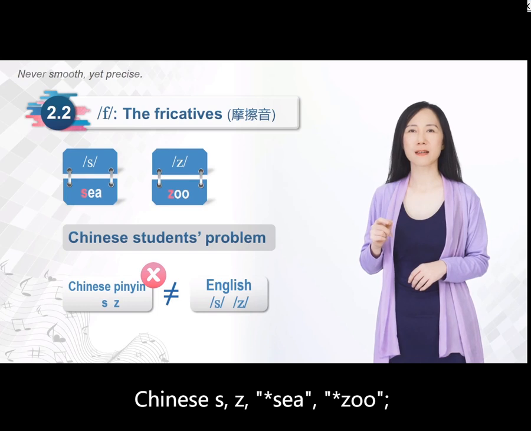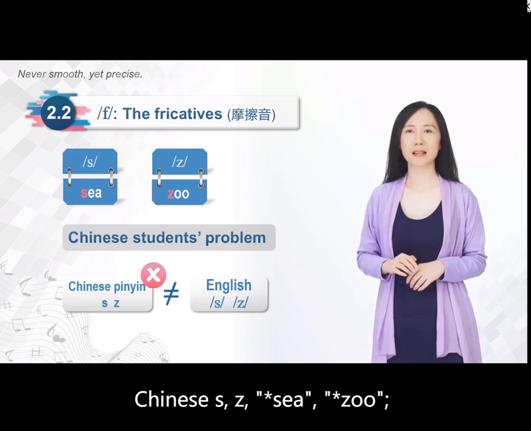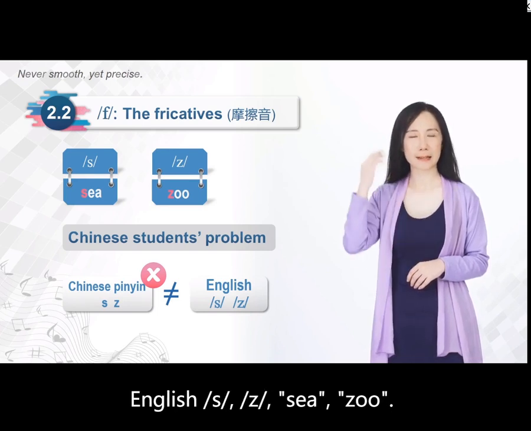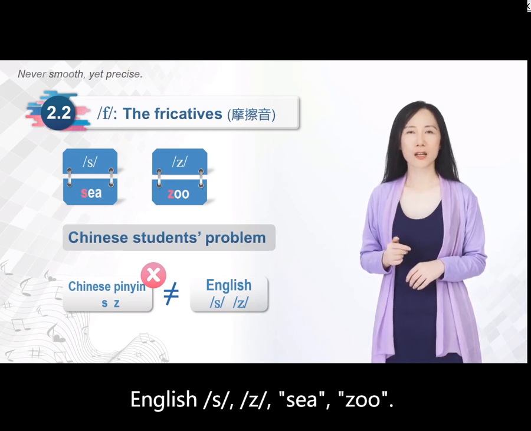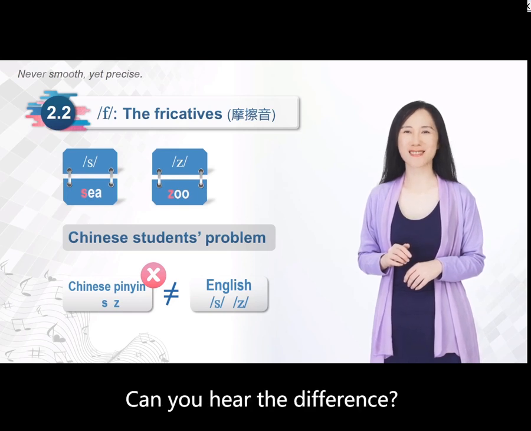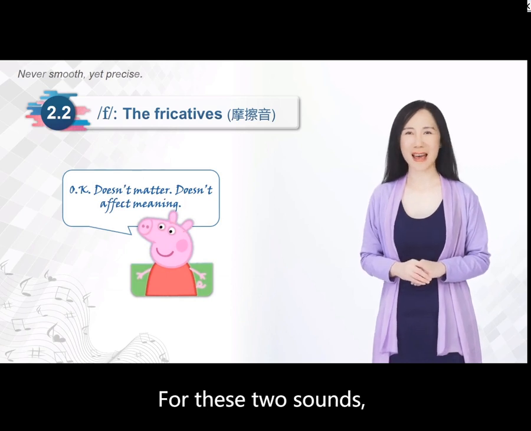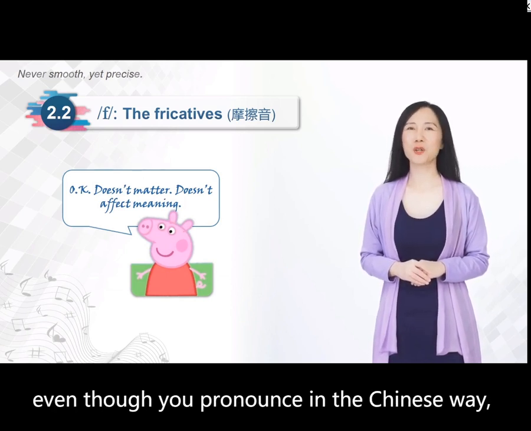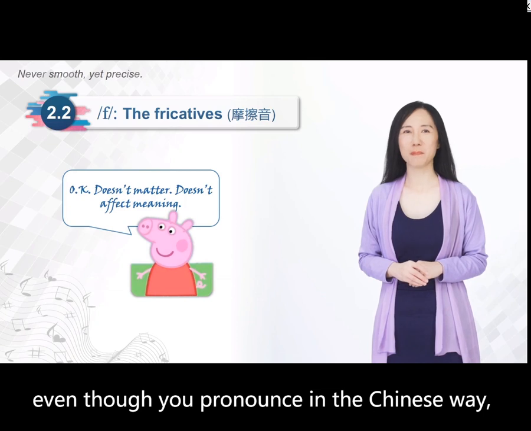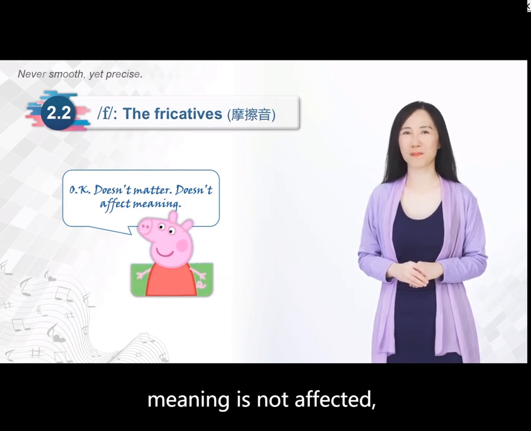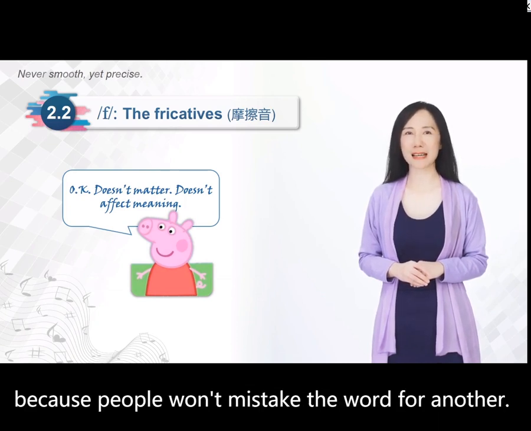Chinese, s, z, si, zu. English, s, z, si, zu. Can you hear the difference? Don't get too upset. For these two sounds, even though you pronounce them in the Chinese way, meaning is not affected, because people won't mistake the word for another. So it's all right.